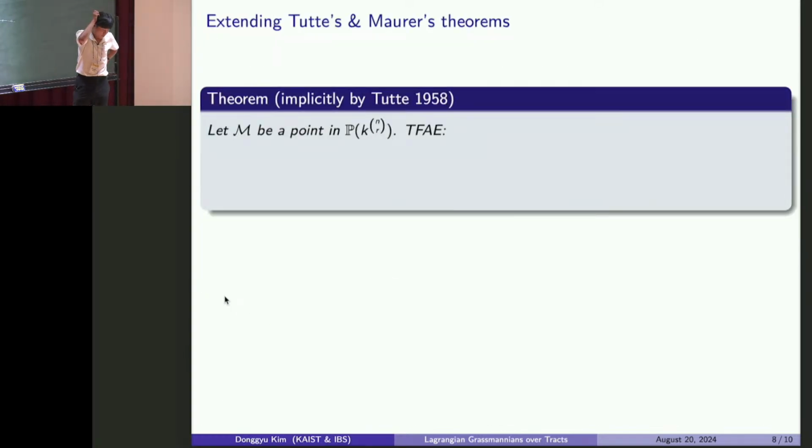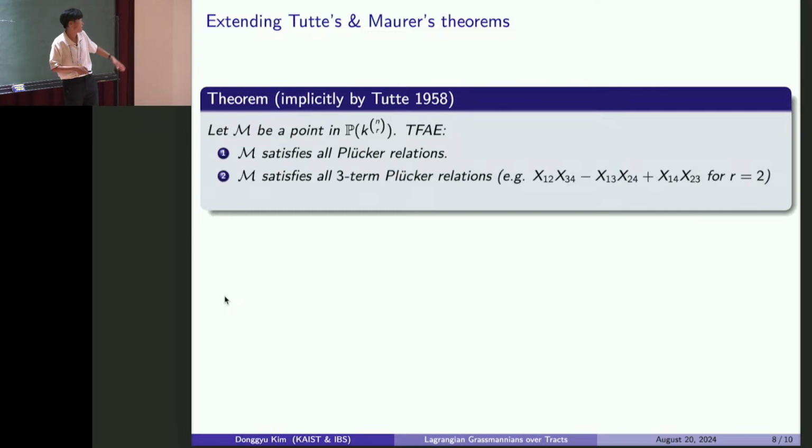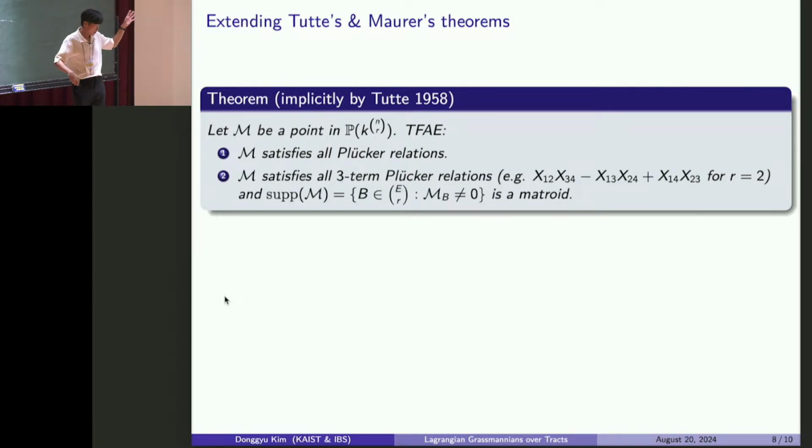So okay, I promise you that I will explain why this generalizes Todd's theorem and Mauro's theorem. In Todd's paper he proved a certain theorem about the matroid and the Grassmann-Plöcker relation. I don't know the title, but maybe it is the paper named homotopy theorem for the matroid. Yeah, he implicitly proved this kind of result in terms of the chain group representation.